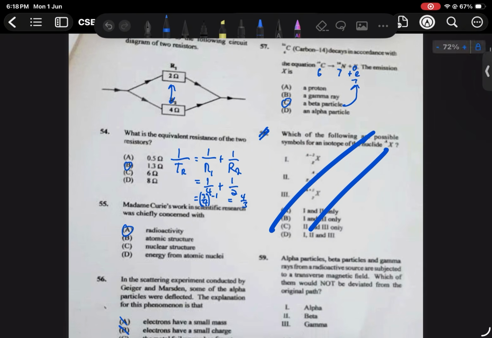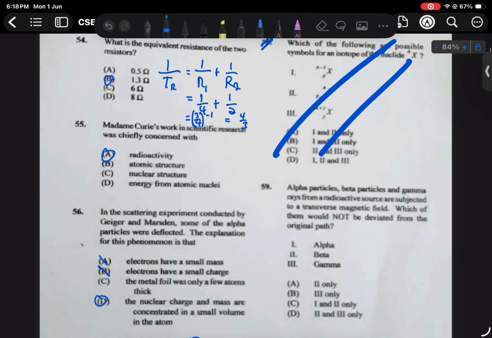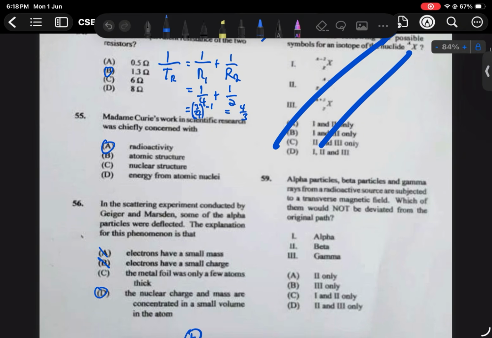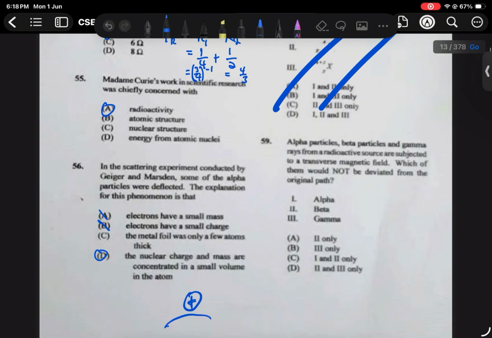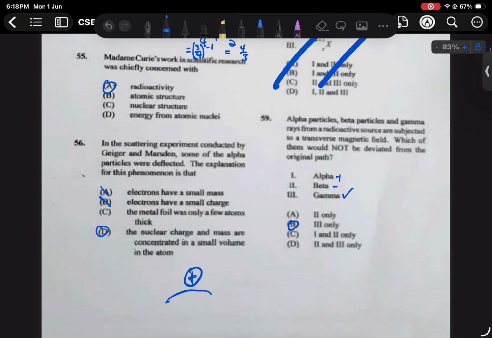Alpha particles, beta particles, and gamma rays from a radioactive source are subjected to a transverse magnetic field. Which of them would not be deviated from the original path? We know that rays are only deviated when they have a charge, and gamma is the only one that doesn't have a charge. So it'd be 3 only. Beta has a negative charge, alpha has a positive charge.